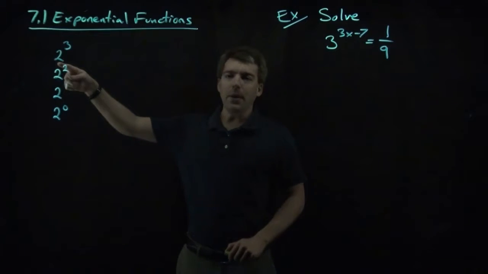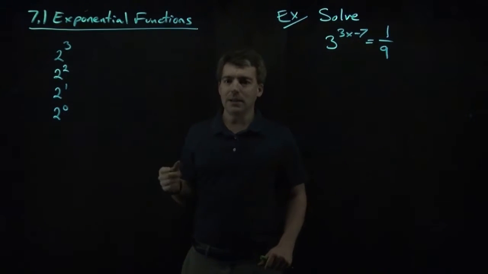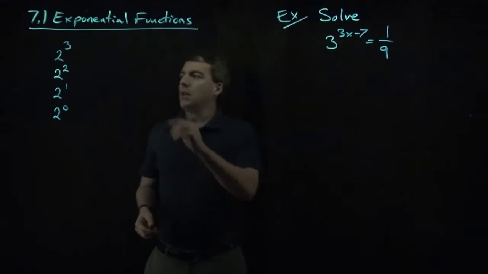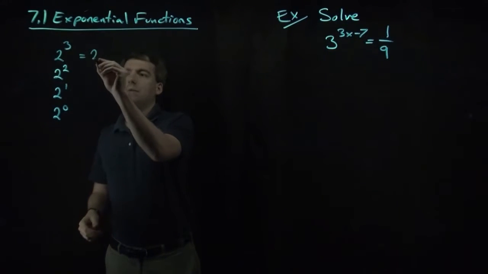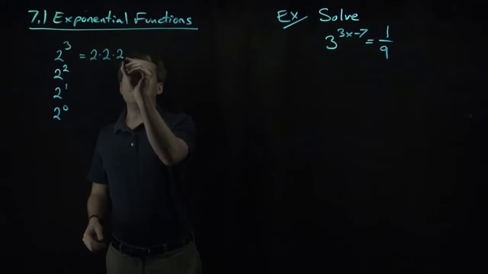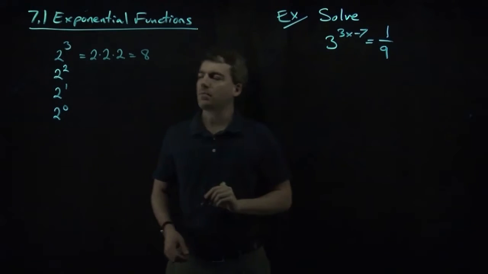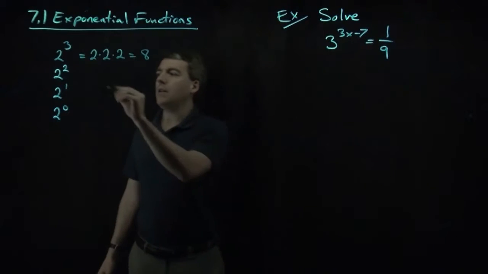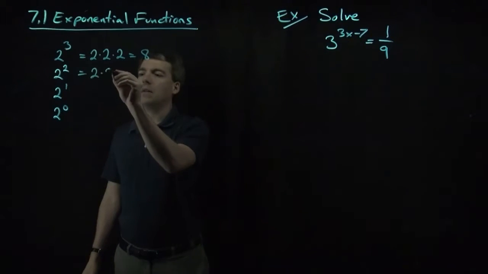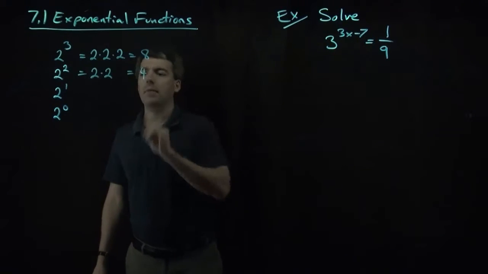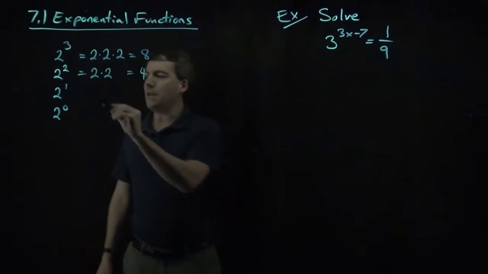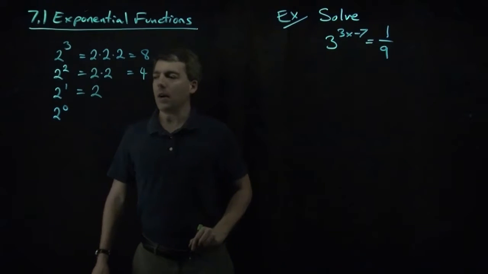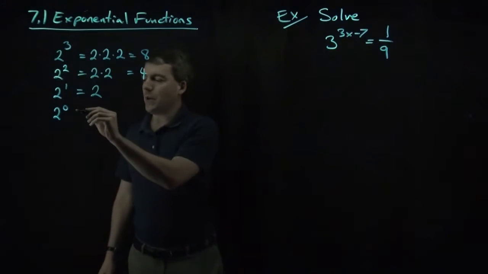So let's start at the top here. 2 to the third is 8, because it's 2 times 2 times 2. So let's write that down. 2 times 2 times 2, that is 8. All right, 2 squared is 4. And 2 to the first is 2. All right, and then the question becomes, what is 2 to the 0?